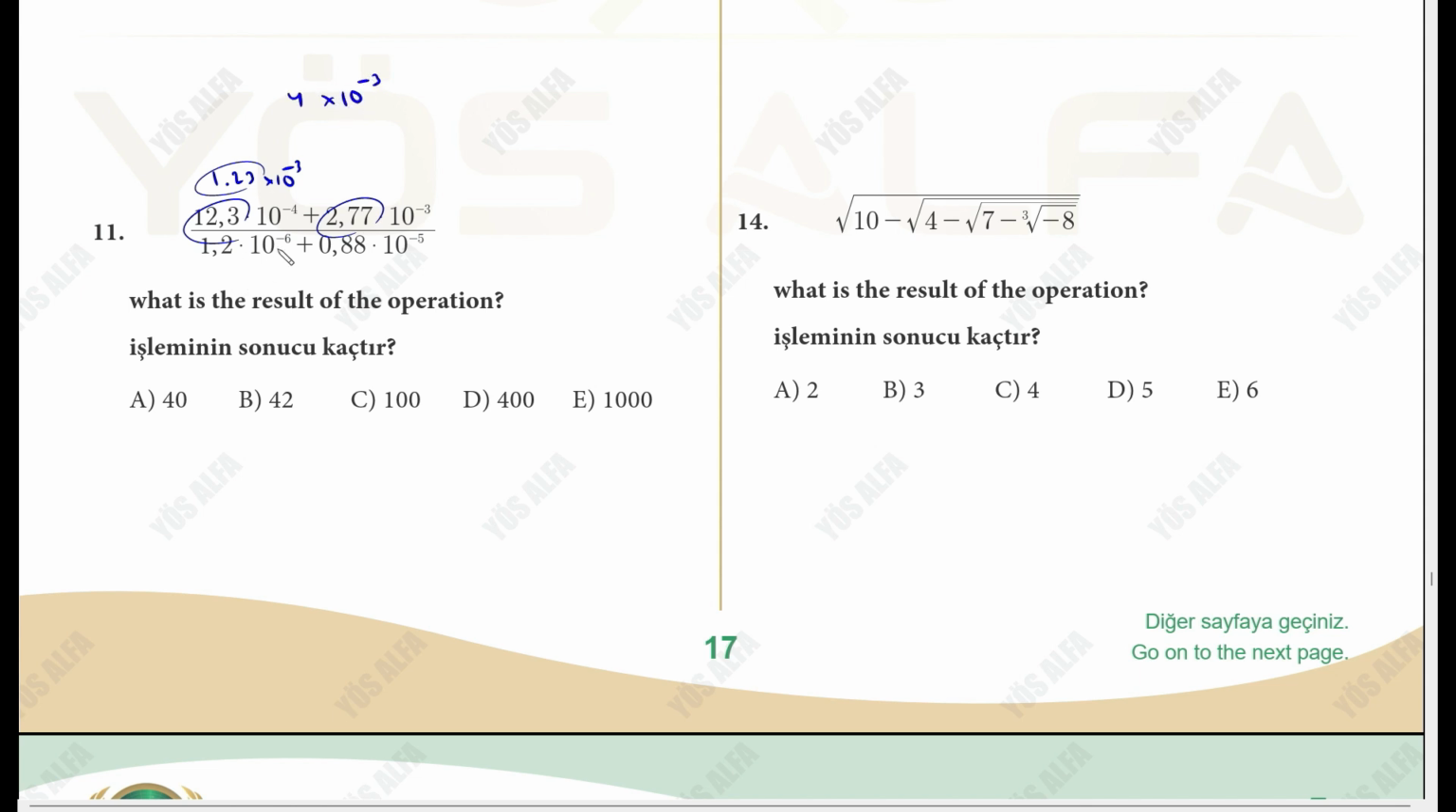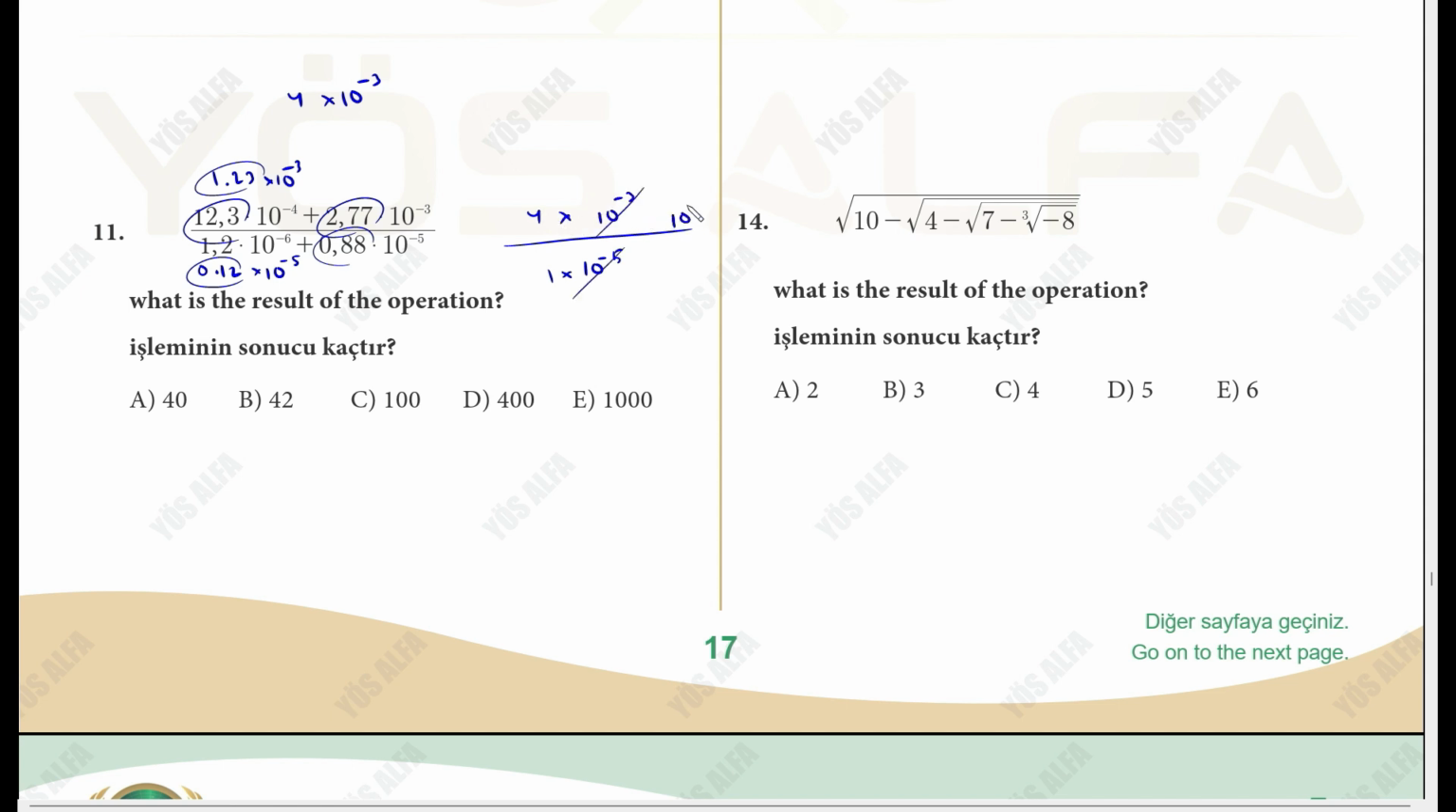So at the denominator, here we have 0.8. If I make it 0.12 times 10 to the minus 5, then the summation is a lot easier. 0.88 plus 0.12 is 1. So the denominator summation is 10 to the minus 5 times 1, and at the numerator we have 4 times 10 to the minus 3.